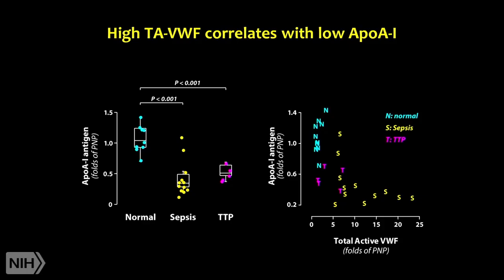And we've looked at some of these disorders that have high von Willebrand factor, at the ApoA1 levels. Here's normal. In sepsis, we have a marked drop in ApoA1 and HDL, in TTP as well. And here we show that the concentration of very sticky forms of von Willebrand factor is highest when the ApoA1 antigen is lowest in these disorders.